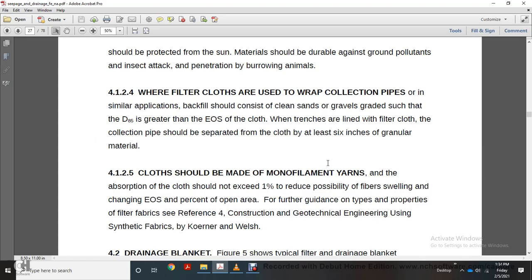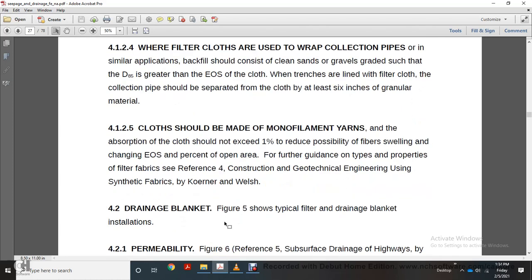The absorption of the cloth should not exceed 1%, to prevent the possibility of fiber swelling and changing of the EOS and percent open area. Further guidance on the type and properties of filter fabrics is in reference 4, Construction of Geotextile Engineering Using Synthetic Fibers by Calhoun and Welsh.